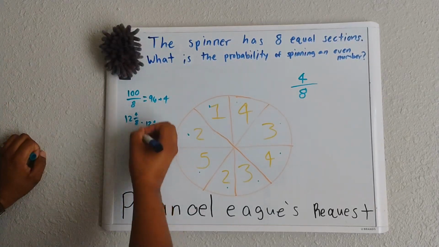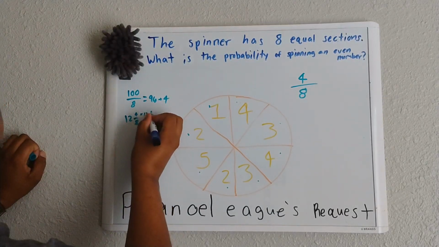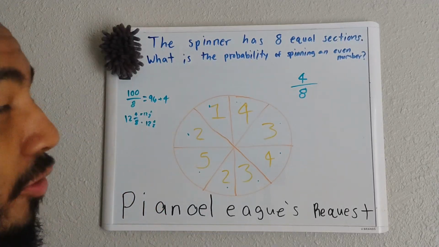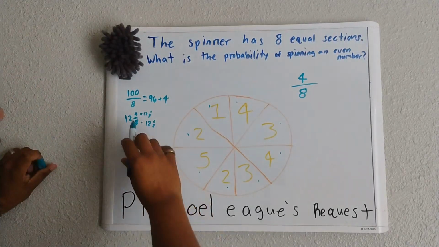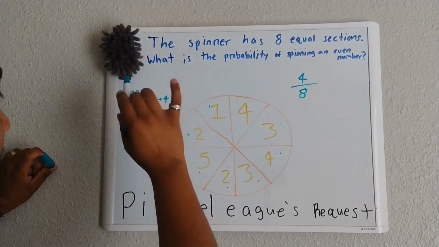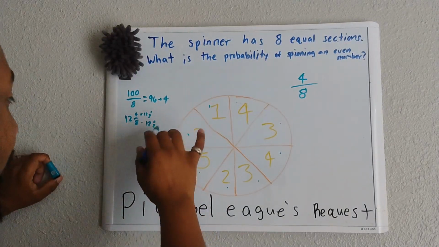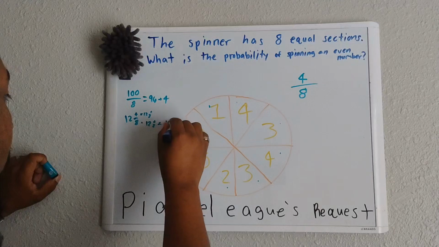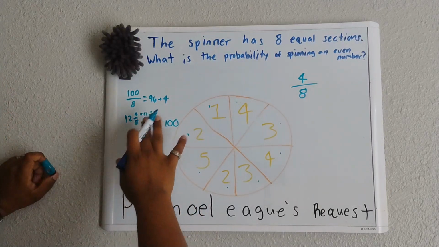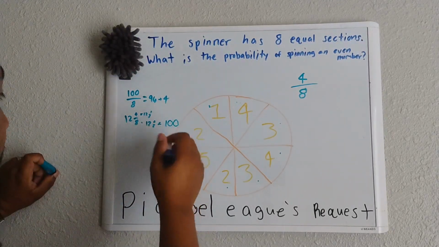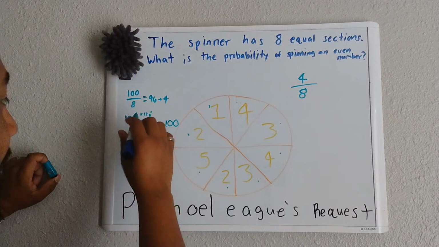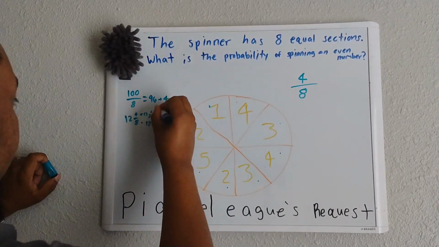So we do the same with the top, times 12 and 4 eighths. When you multiply whole numbers with fractions, you do the whole number and then the numerator, which is the top number, not the denominator ever. So 8 times 12 and 4 over 8 equals 100. So 4 times 12 and 4 over 8 equals 48. 4 times 12 is 48.